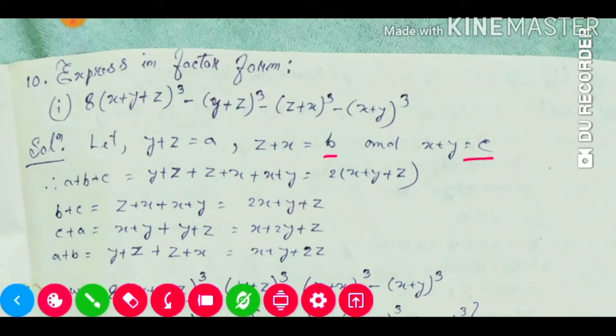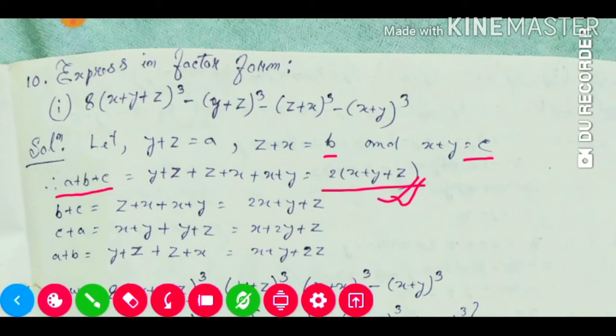Now if we add a plus b plus c, it will be 2 times x, 2 times y, and 2 times z. So taking 2 common, it will remain 2 into x plus y plus z. So the value of a plus b plus c is equal to 2 into x plus y plus z.